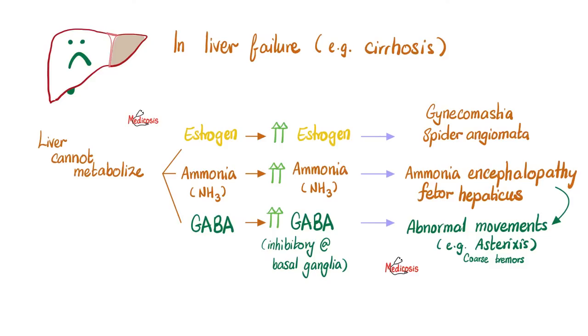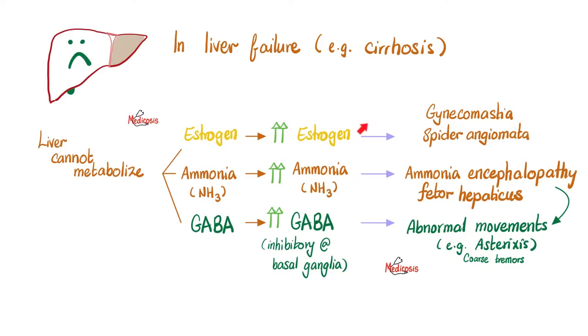Pause and review. More pearls for the pros. In cases of liver cell failure, such as in cirrhosis, the liver, may he rest in peace, is now unable to metabolize estrogen or metabolize ammonia or metabolize GABA. Because let me tell you, under normal circumstances, the liver takes all of them to the cleaners once they have finished their job. Now, see what's going to happen when we cannot take them to the cleaners.